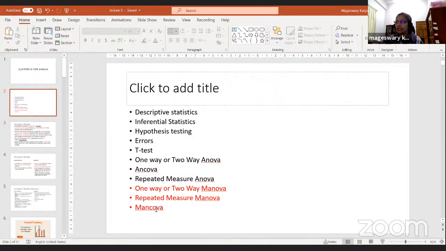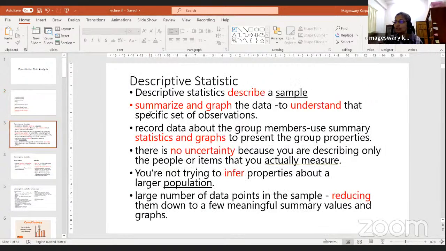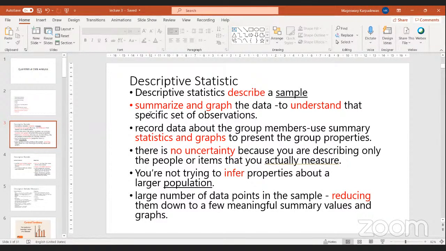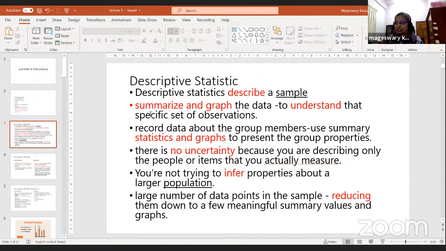Okay, right. So let's look into descriptive statistics first. Descriptive statistics is the most fundamental analysis. So why do we want to use descriptive statistics? From the word descriptive itself, the reason you want to use descriptive statistics is that you want to describe a sample.